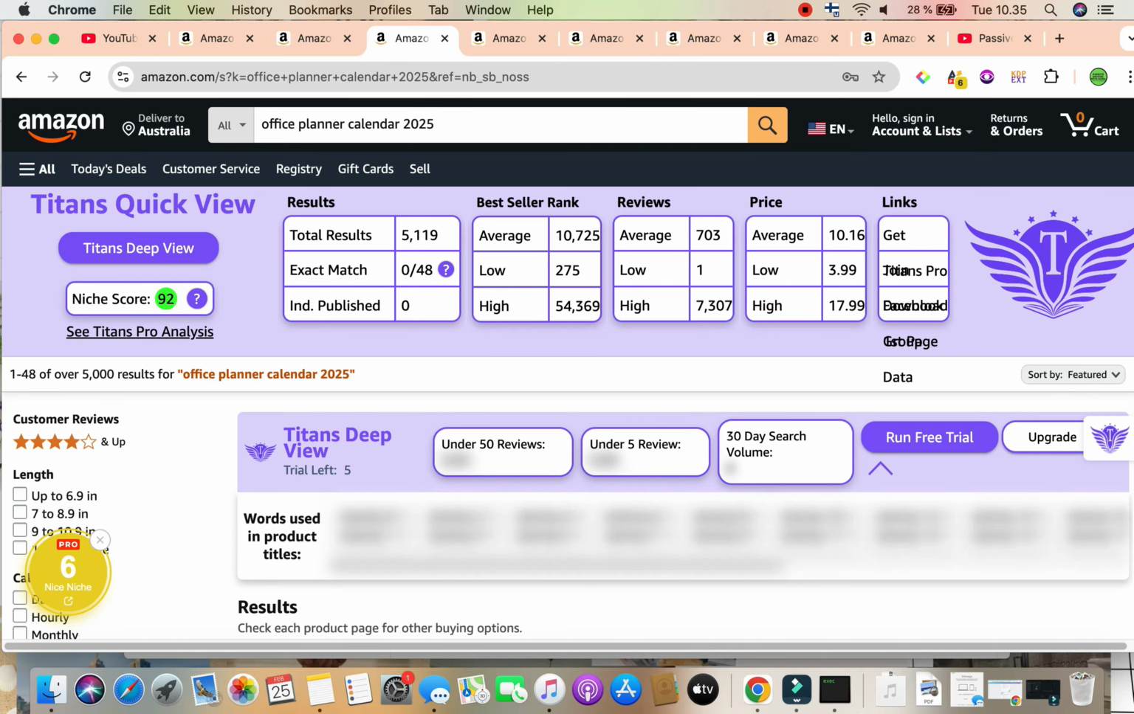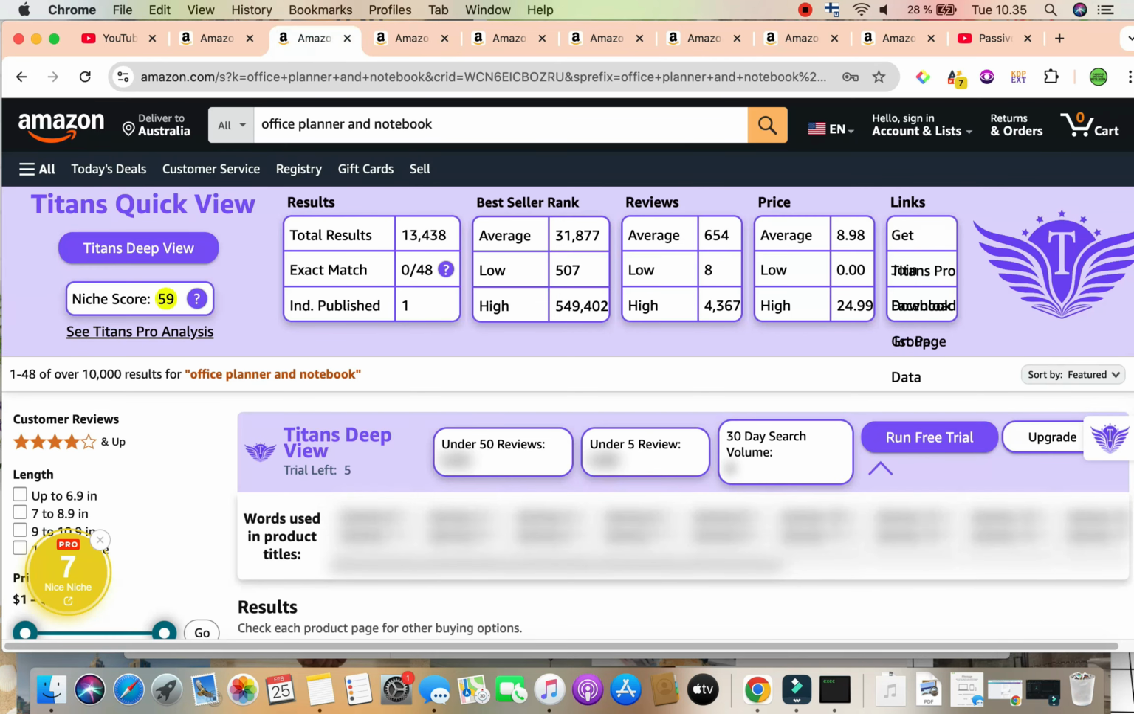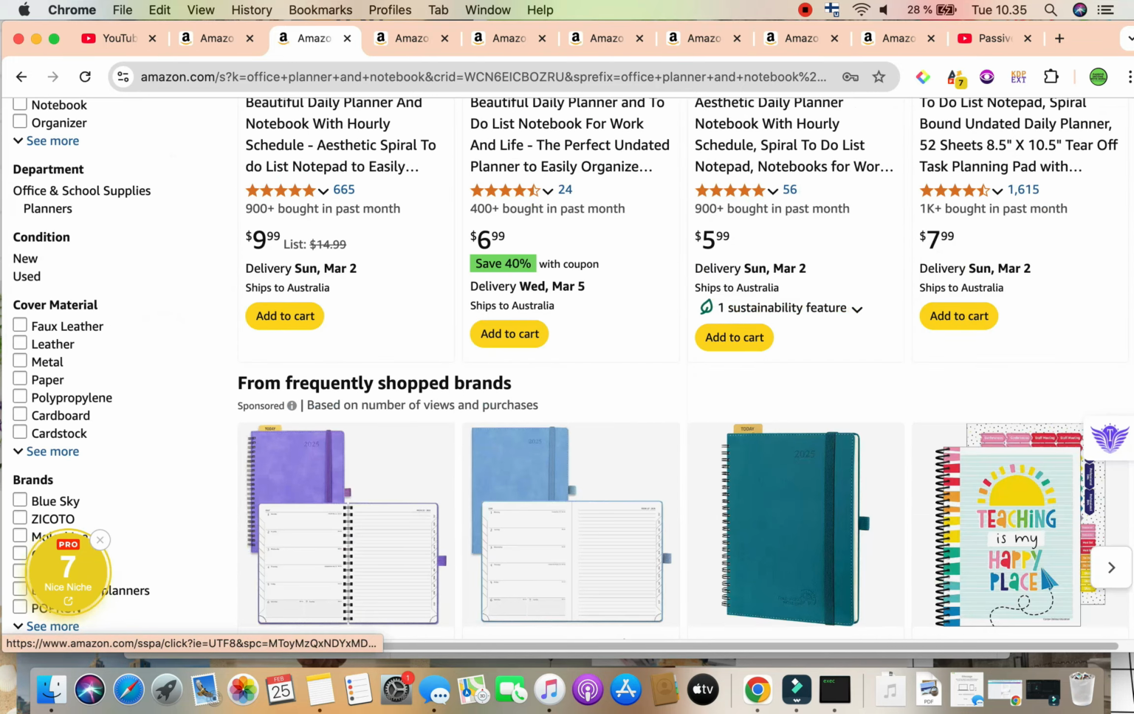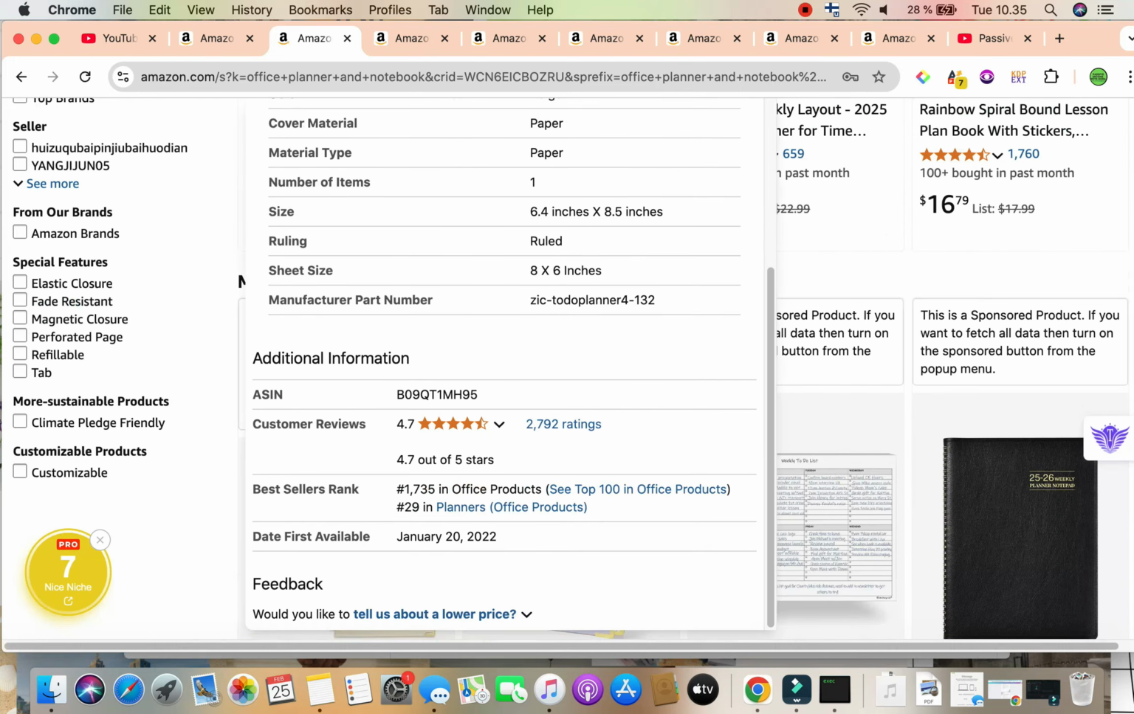Let's head to keyword number 7 right over here with Office Planner and Notebook. We've got a keyword niche score of 59, a keyword niche score of 7 by Amazon Scout Pro Chrome extension. The total results are 13,438. Average bestseller rank below 100,000, sitting at 31,877. Average reviews 654. Average price is $8.98 for this wonderful keyword right here for both an office planner and a notebook style as well.